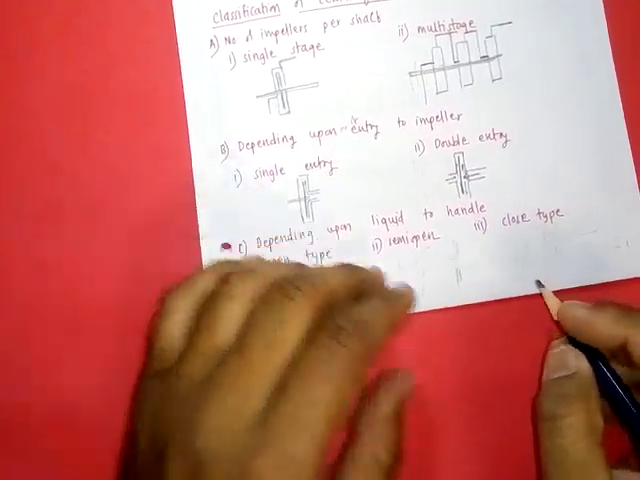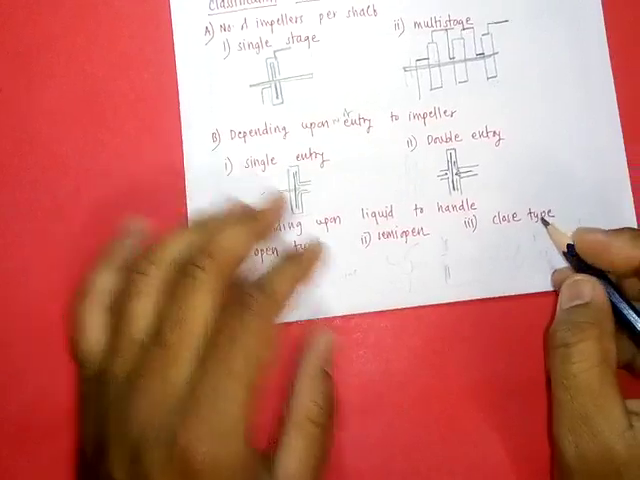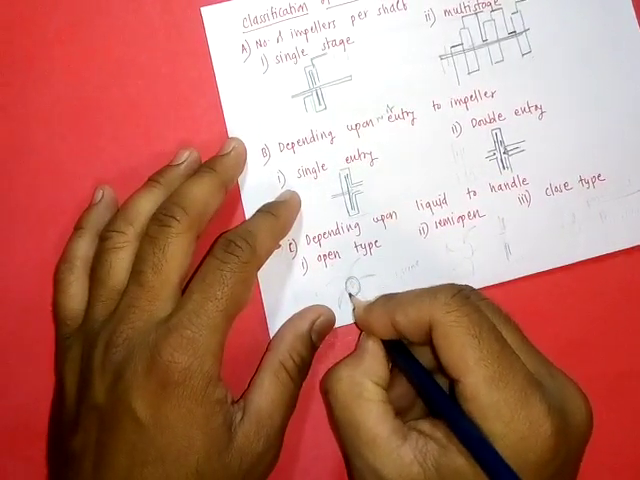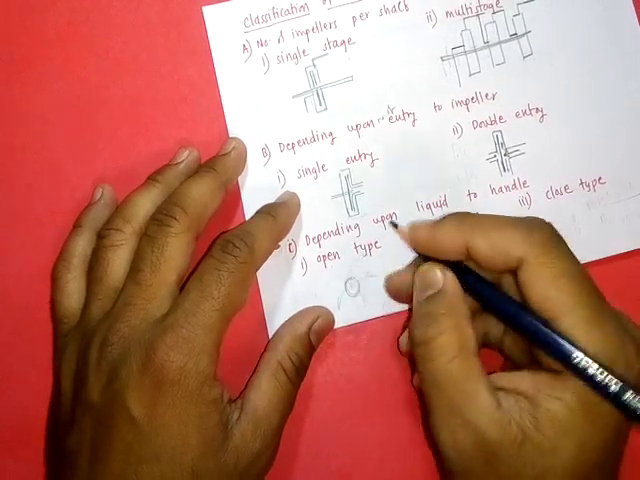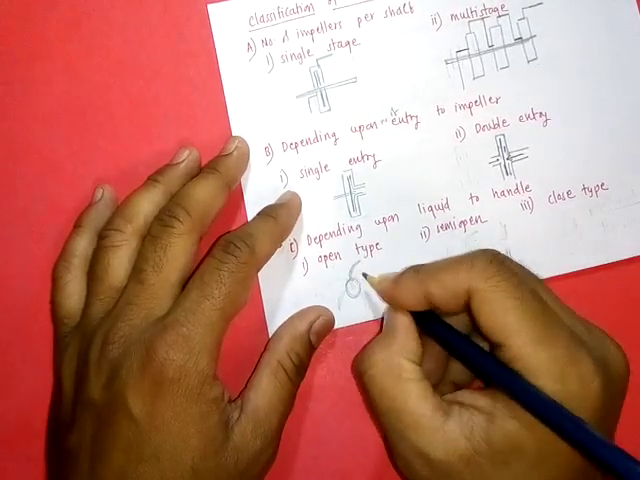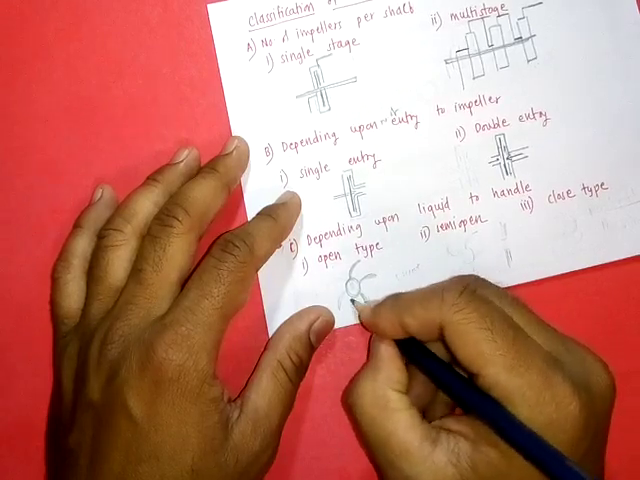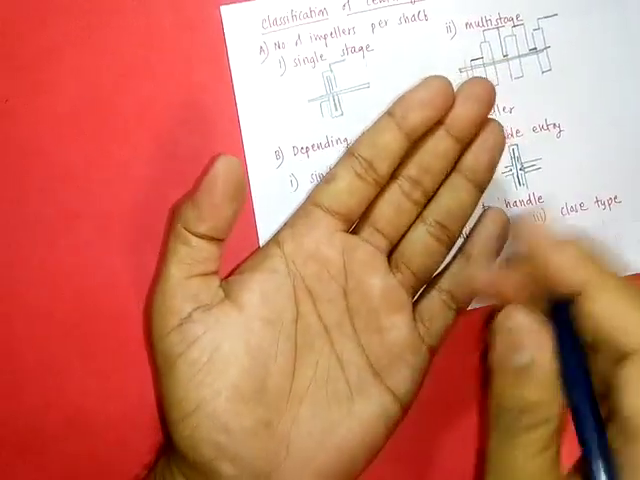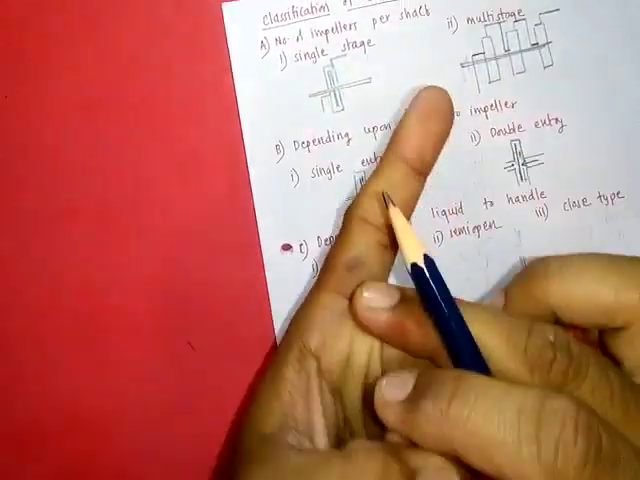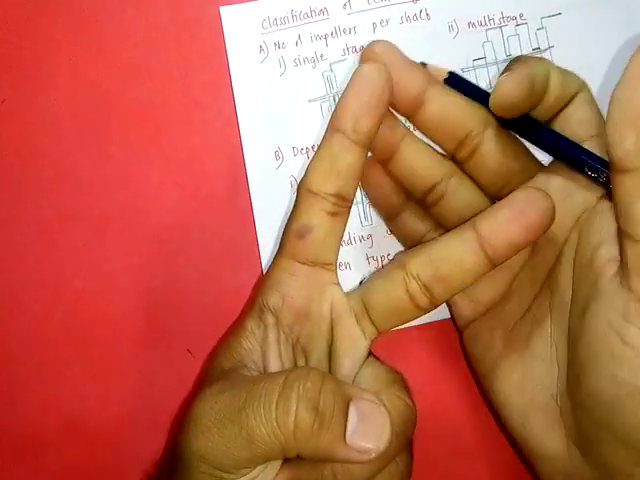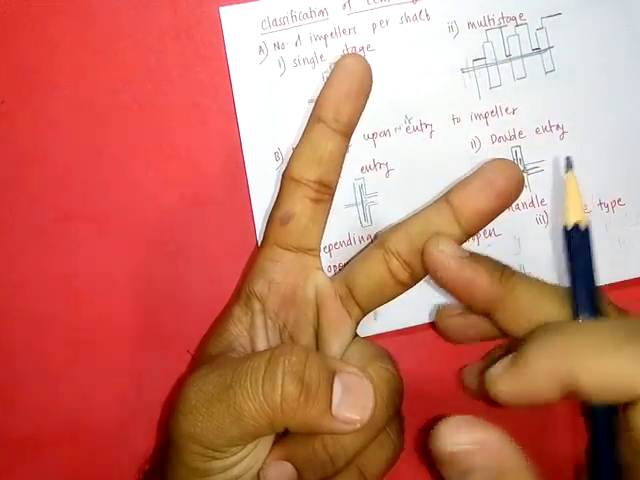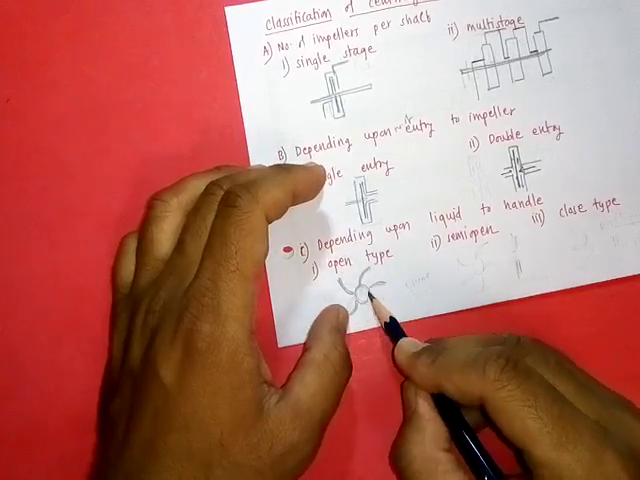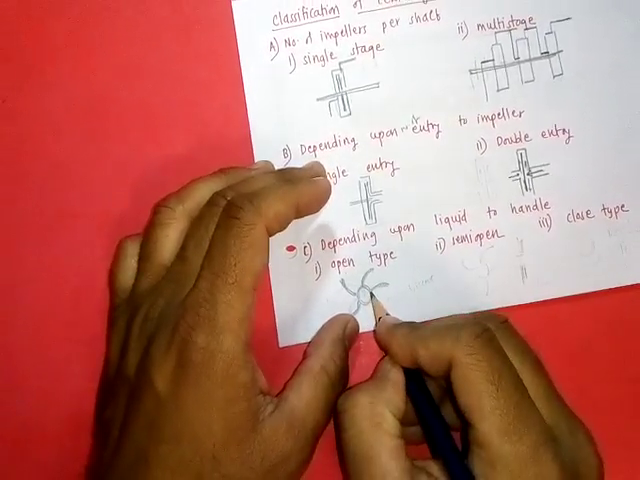So first see the open type of impeller. Open type of impeller means there is an inlet of the impeller, or eye impeller, and only vanes are there. There is no support above or below these vanes. So only vanes are attached to the eye impeller. So this is an open type impeller.